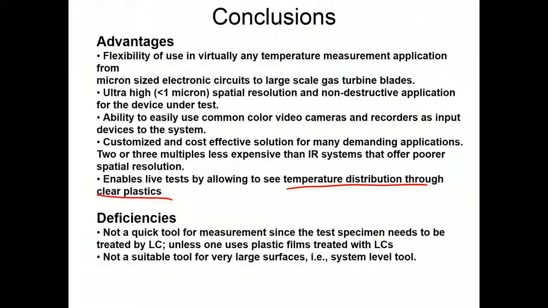There are certain deficiencies as well. It is not a very quick tool because you know the response time is still about of the order of tens and hundreds of milliseconds, and for very large surface or with very large temperature differentials, if the delta T is very large, this cannot be used because the band of operation is actually normally very restricted, 20 to 30 degrees Celsius. So, in the next class what we will look at is another measurement technique which is called IR thermography.